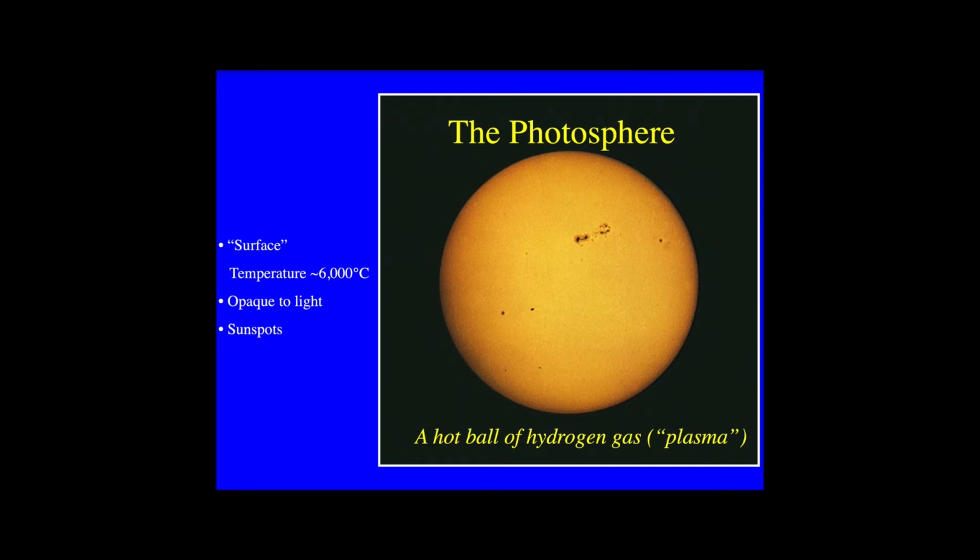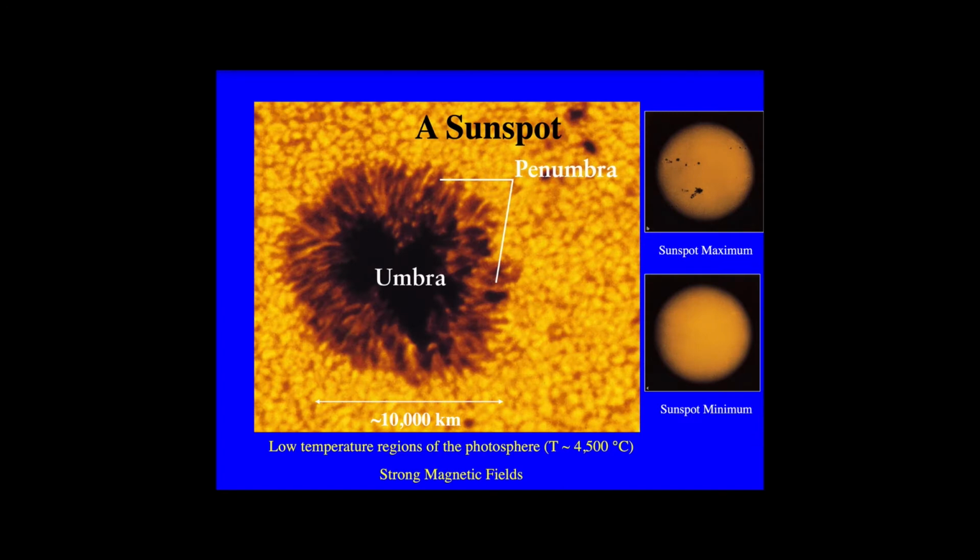It is not a solid surface, but simply the place where the Sun becomes transparent, like reaching the edge of a bank of fog. Here, the temperature is about 6,000 degrees centigrade, where the spectrum peaks in the yellow, hence the Sun's colors. Notice the blemishes on the photosphere. These are sunspots.